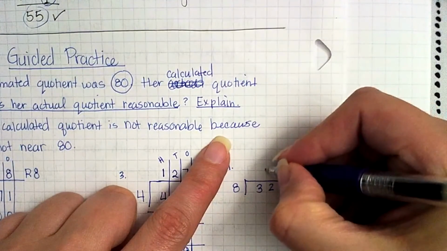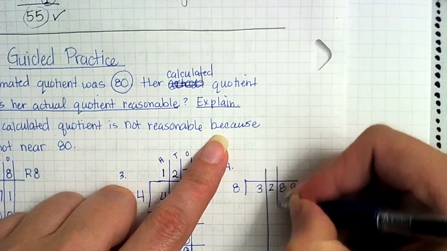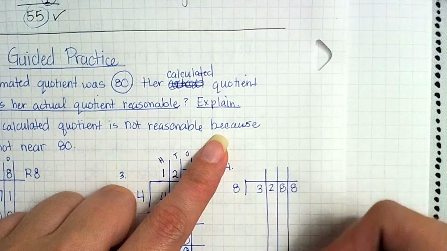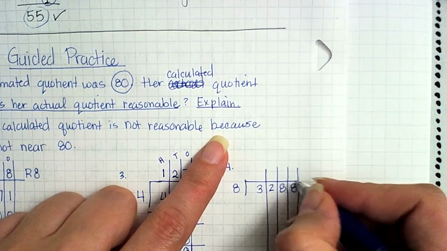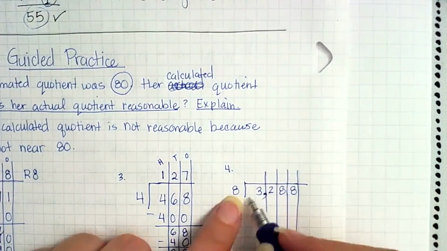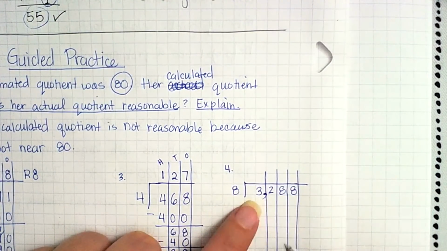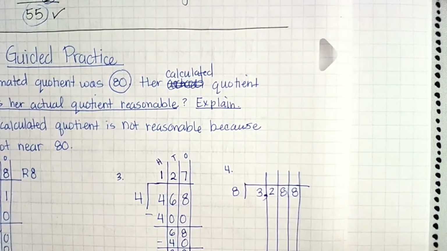And I'm going to separate my place values again, just because it's easier for me to keep my numbers organized if I'm making sure I give myself a guideline so I don't make a mistake. So there are no thousands. There's no 8,000s that can go into 3,000. So let's look at 32. How many 8s are in 32?